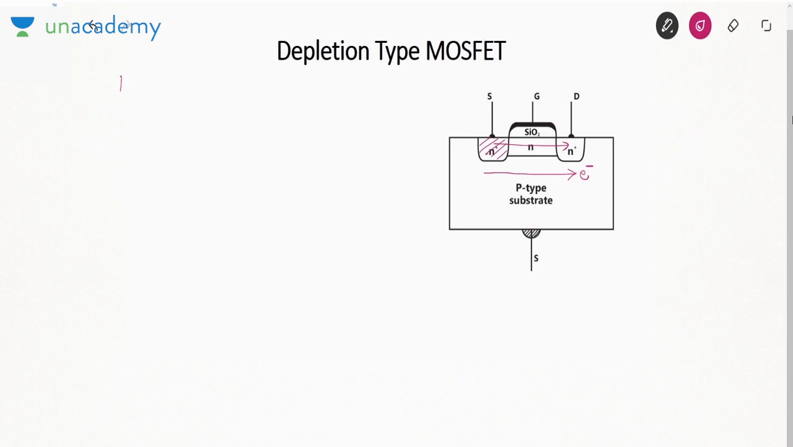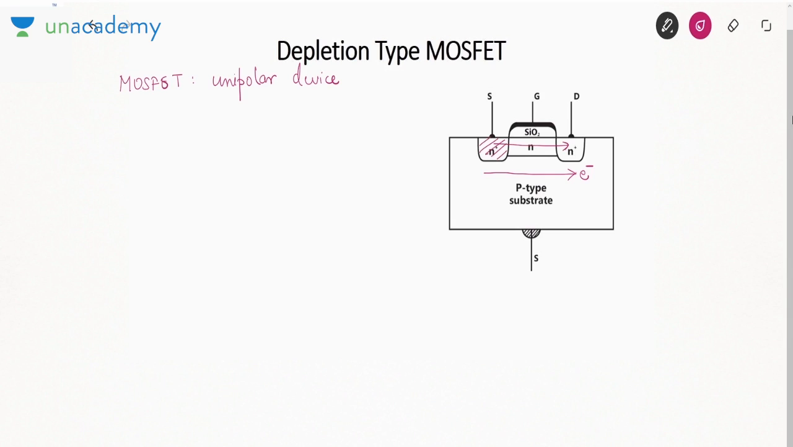That is why MOSFET is also called a unipolar device, because in a MOSFET only either electrons or holes take part in conduction. Both will never take part in conduction. Either electrons or holes will take part in conduction. Whereas in a BJT, both electrons and holes were a part of conduction. So it was a bipolar device.